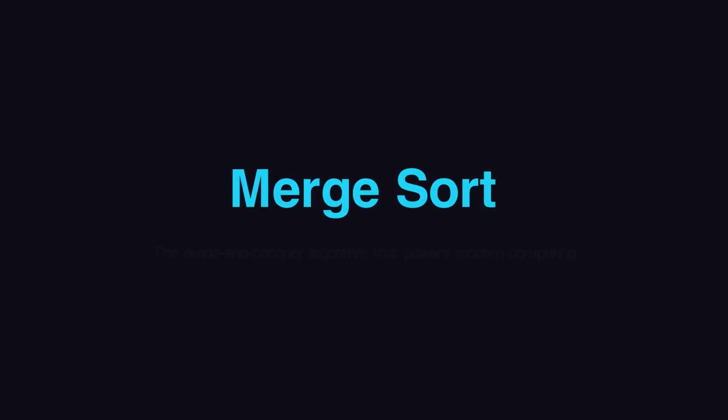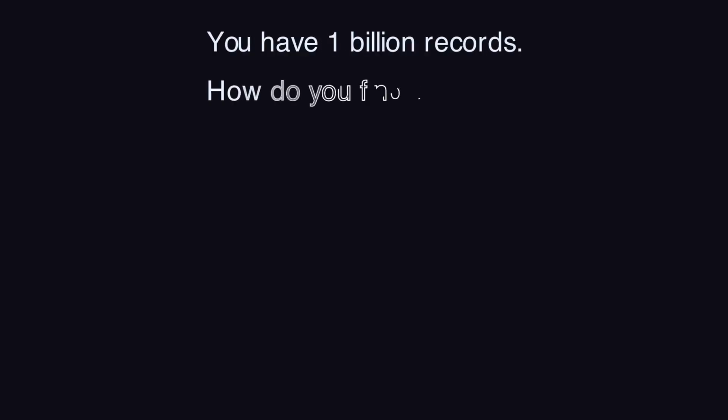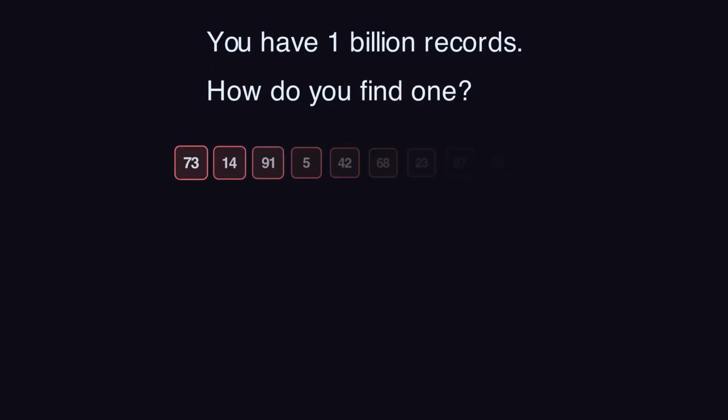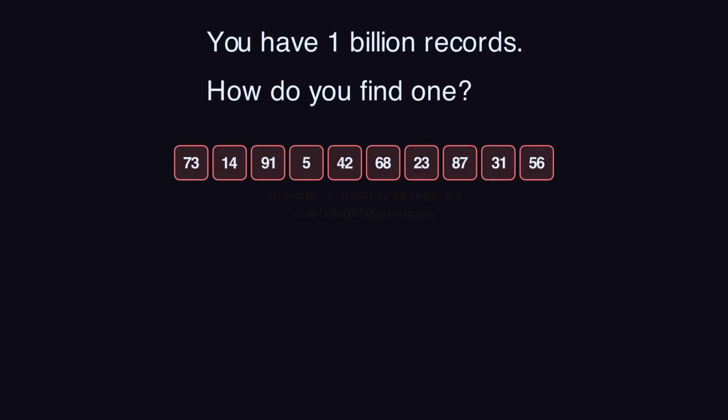Imagine you have a billion records: phone contacts, financial transactions, server logs. How do you find one specific entry? If those records are unsorted, you have no choice but to check them one by one, and in the worst case, you'll look at every single record before finding what you need. That's a billion comparisons. But if those records are sorted, you can use binary search.